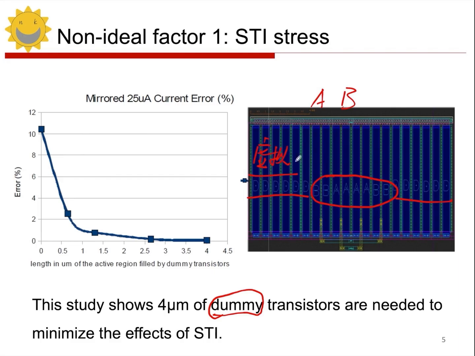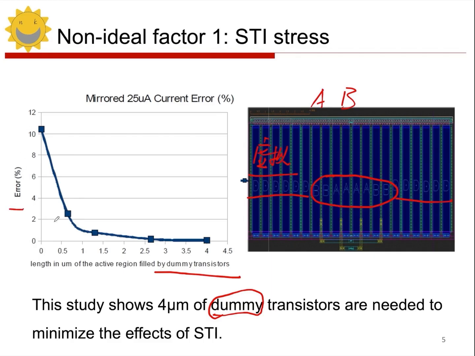Now let's look at this current mirror. We add these dummy devices on both sides, and then we examine the length of the dummy devices. What kind of relationship do we see regarding the mirroring accuracy between the two current mirrors A and B at different lengths? In this picture, the horizontal axis represents the length of the dummy transistors, meaning the total length of the dummy transistors. The vertical axis represents the mirroring error between transistors A and B.